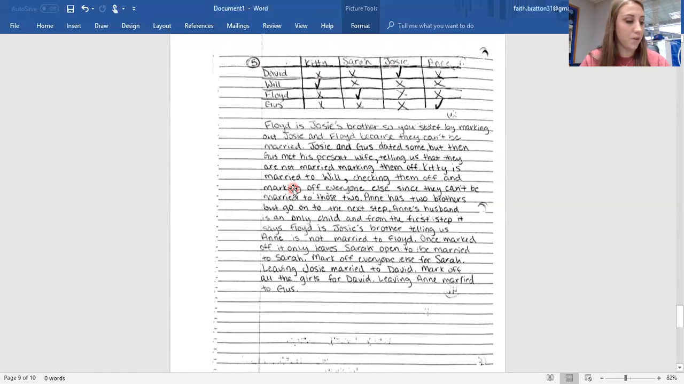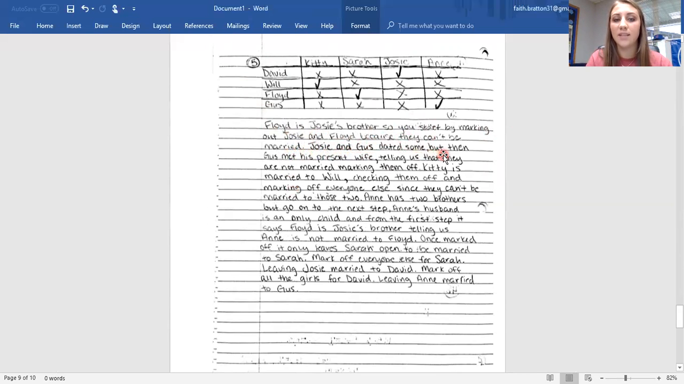Okay, for 5, we are given that we must fill in the chart. Floyd is Josie's brother. Josie and Gus dated some, but then Gus met his present wife. Kitty's married to Will. Ann has 2 brothers. Ann's husband is an only child. So we start by marking out Josie and Floyd, because they can't be married since they're brother and sister.